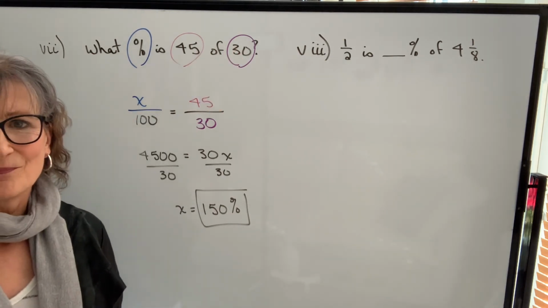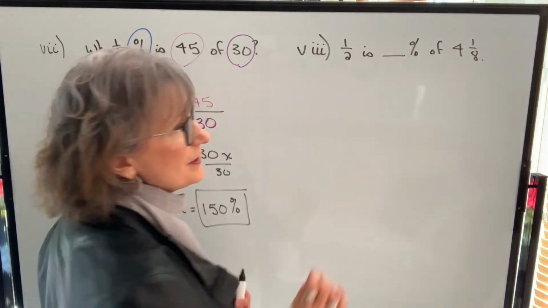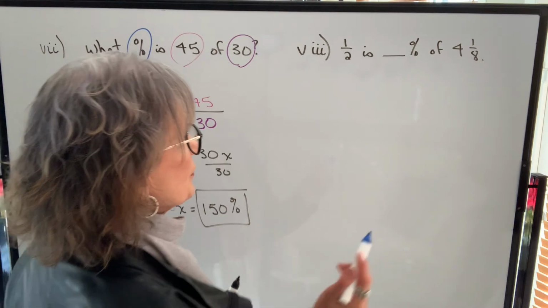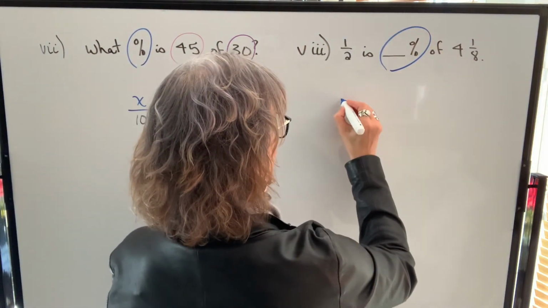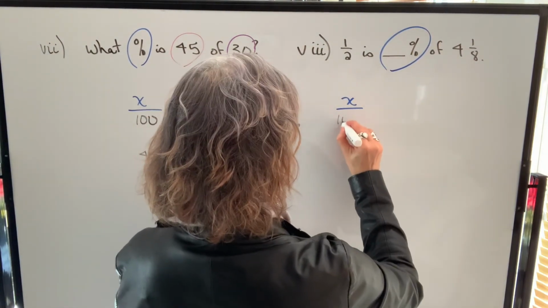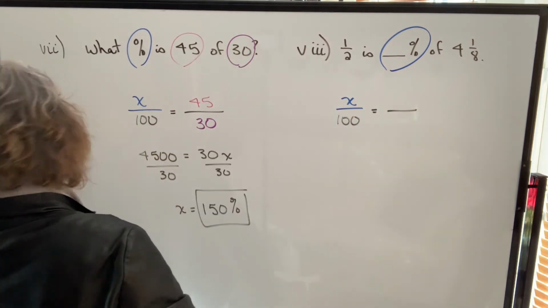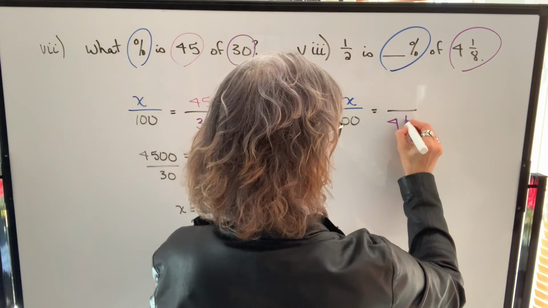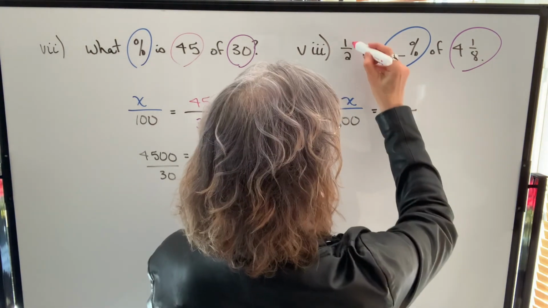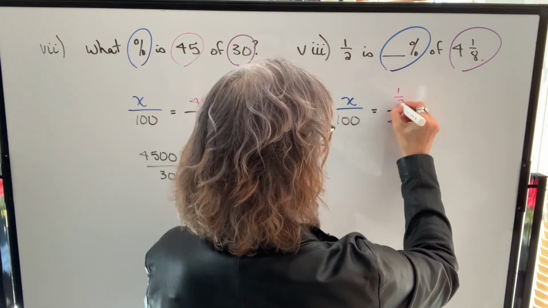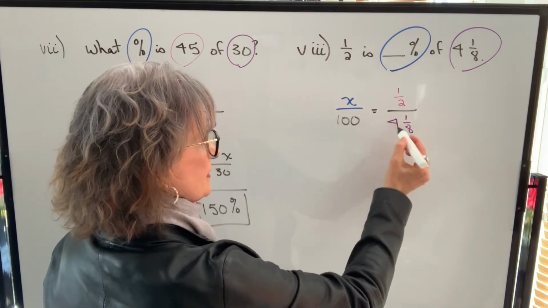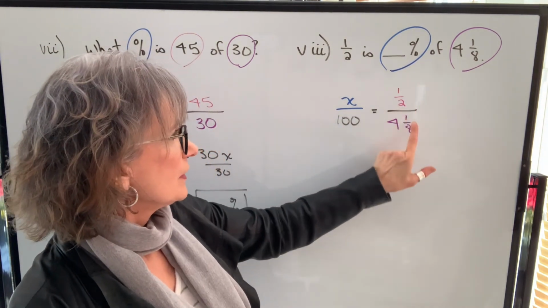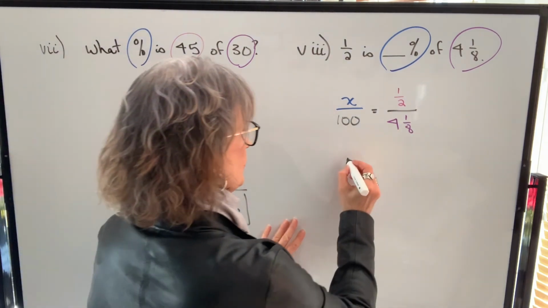Sometimes you're going to have fractions or decimals, but you proceed the same way. The percent goes over 100. The base goes in the denominator, and the amount goes in the numerator. We could work with fractions, or we could change to decimals because that changes to an even decimal and so does that. So you could do that first.